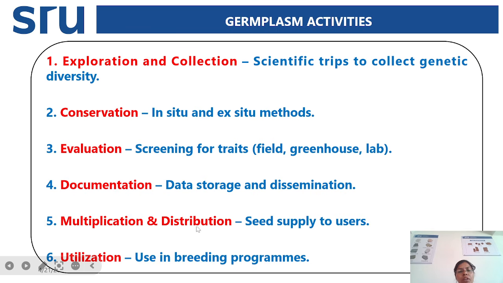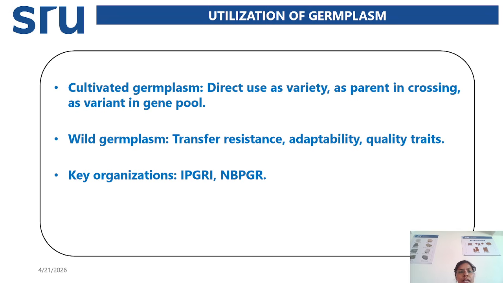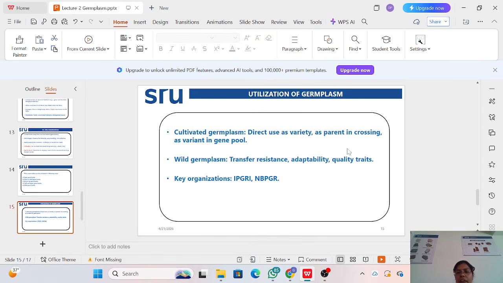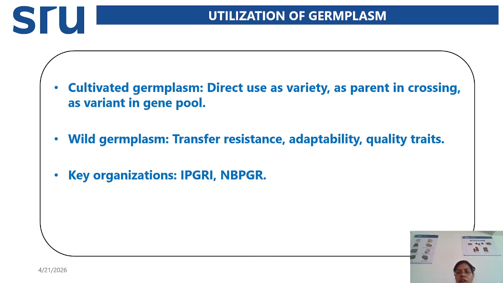Utilization is nothing but, after multiplication and distribution, the germplasm is utilized in breeding programs, as wild germplasm or cultivated germplasm. For cultivated germplasm, we can use it directly as a variety, as a parent in crossing, or as a variant in the gene pool. Whereas wild germplasm is widely used for transferring resistance, like biotic and abiotic stress resistance, and mostly wild germplasm has more adaptability and more good quality traits. So this is about the germplasm.